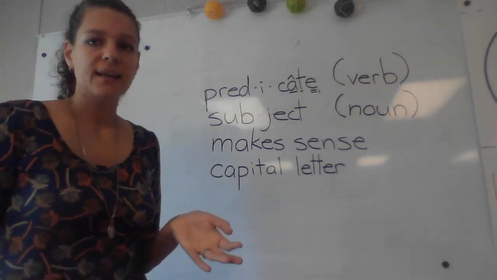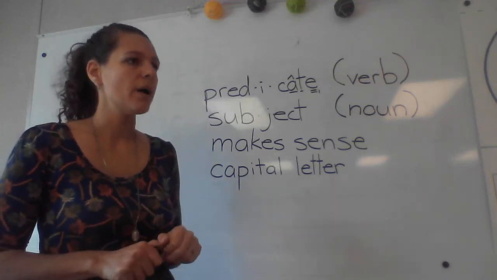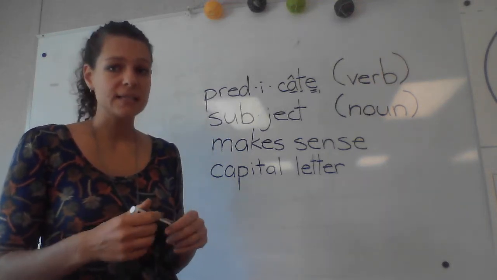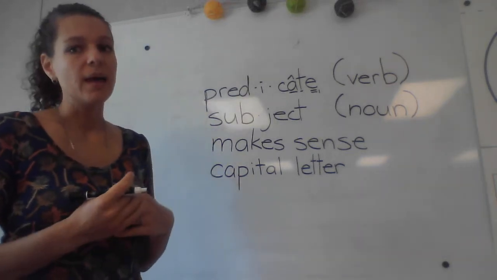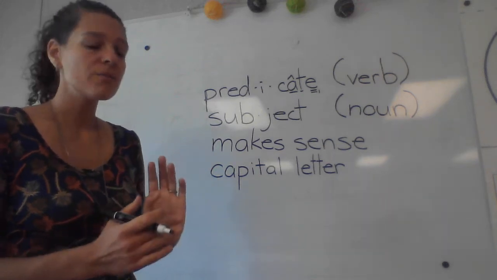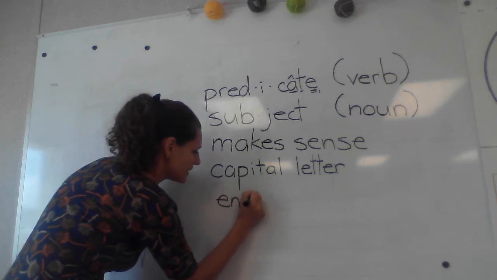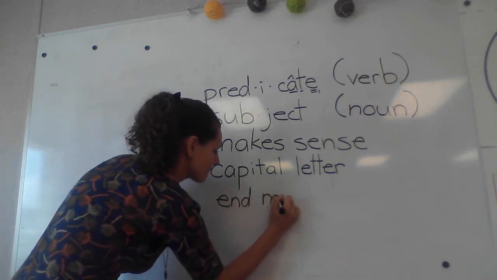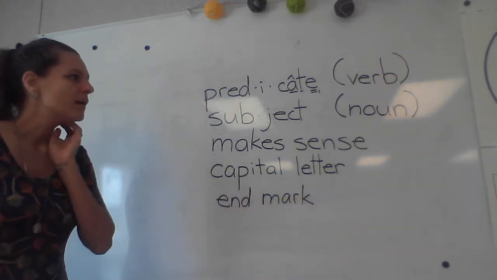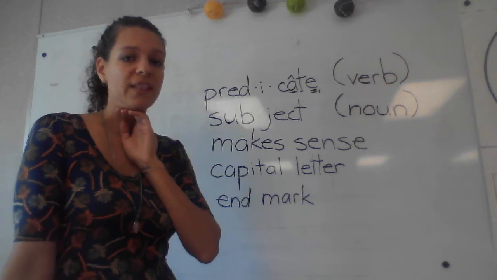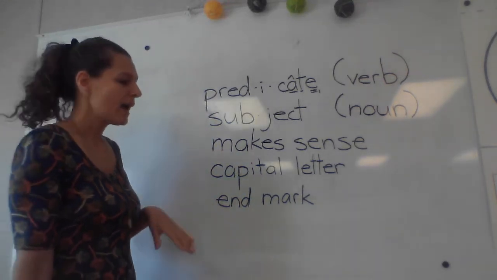The last thing that we need is an end mark. So that is a kind of punctuation mark that lets us know that our sentence is over. All right, it can't be any kind of punctuation mark. It's an end mark, and there are 3 different kinds of end marks. If you know the name of an end mark, tell it to me. Okay, and if you know another one, tell me that one. And if you know the last one, tell me that. Okay, there's 3 kinds of end marks.